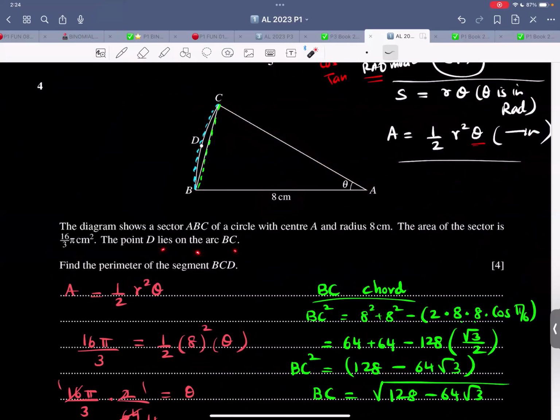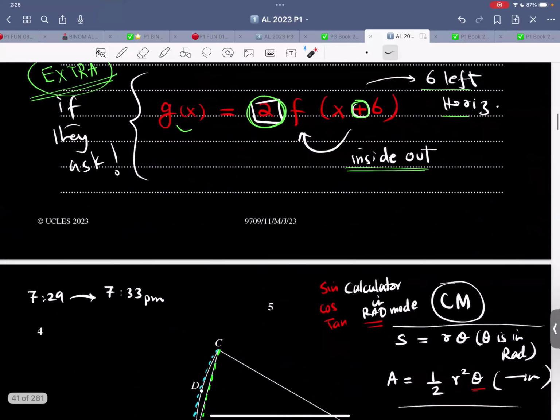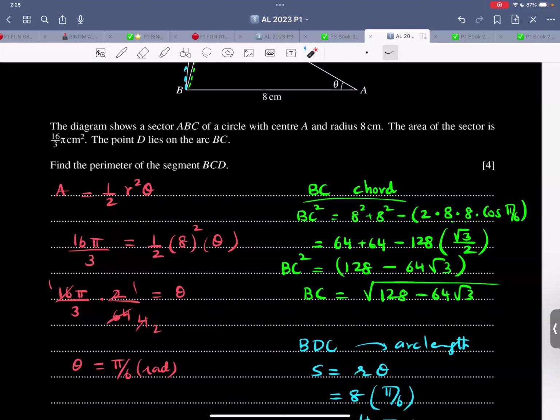The point D lies on arc BC. And the area of the sector is this much. Find the perimeter of the segment, that is this thing, BCD. Now, the very first thing that needs to be done is that plug in the area, plug in radius, half is there, find theta. So theta comes out to be pi/6. That's a nice number. So it is 30 degrees, but we won't work in degrees. We will be working in radians.